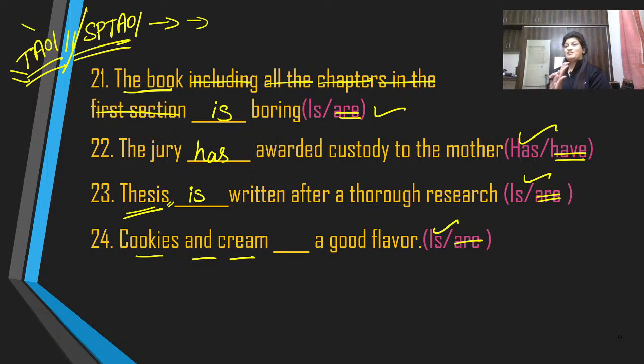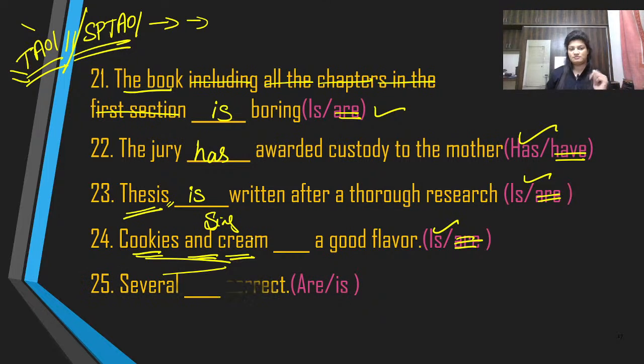Okay, guys, can we get back to what we were discussing over here? Cookies and cream. The answer is is. I think somebody had answered it as are. Cookies and cream, when you have it in one particular cup, is one thing that we are discussing. Hence, we treat this as a singular subject and not as a plural subject. Okay, moving on. Several dash correct.